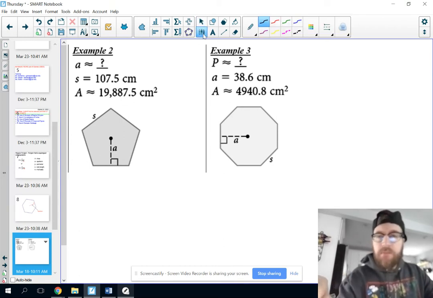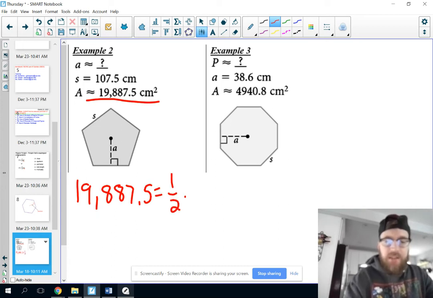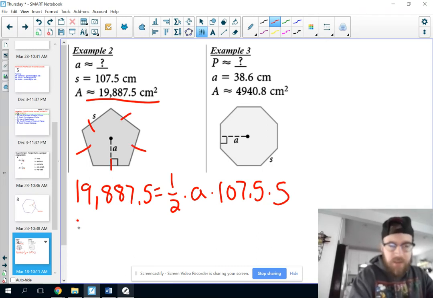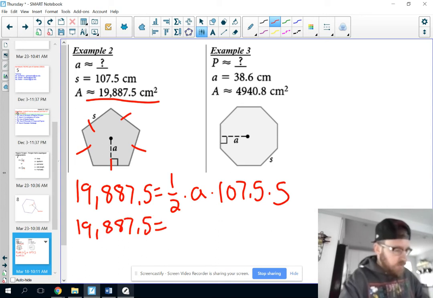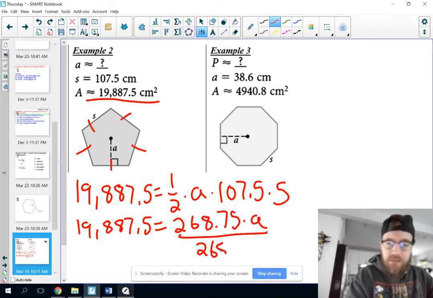All right. This time we're given the area, so we're working backwards. So we've got 19,887.5 equals 1/2 times the apothem, which we're trying to find, times the side length we're given, 107.5, times the number of sides, 1, 2, 3, 4, 5. First off, we just want to simplify the multiplication on the right side of our equation. So 1/2 times 107.5 times 5 gives us 268.75 times the apothem, and then just a one-step equation from there to get the apothem alone.